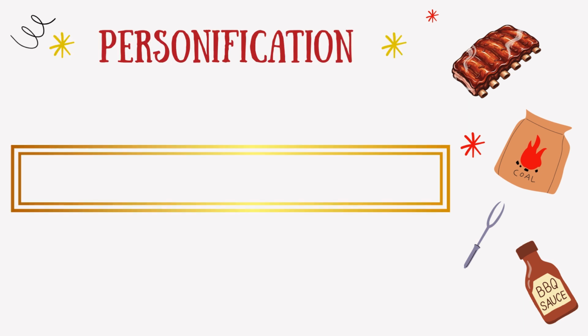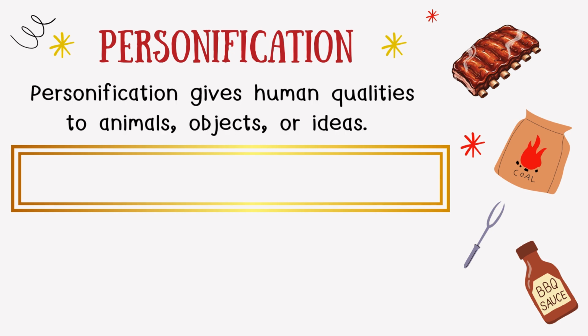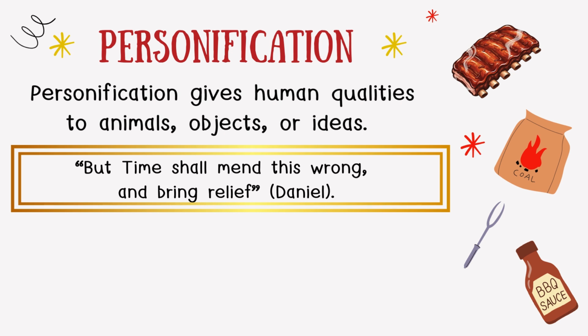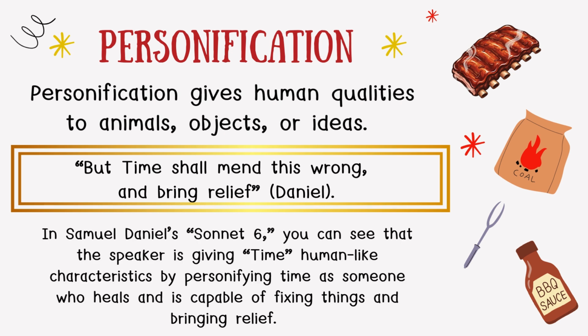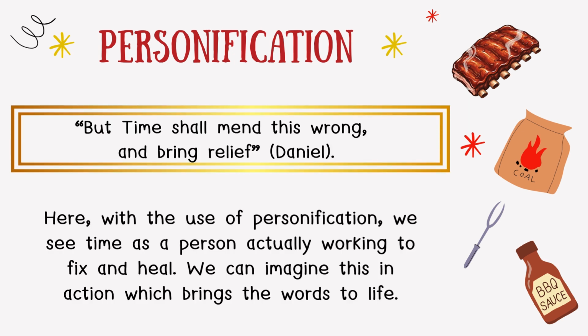Now, personification. Personification gives human qualities to animals, objects, or ideas. In this sonnet, the line reads, "But time shall mend this wrong and bring relief." In Samuel Daniel's Sonnet 6, you can see that the speaker is giving time human-like characteristics by personifying time as someone who heals and is capable of fixing things and bringing relief. Here, with the use of personification, we see time as a person actually working to fix and heal. We can imagine this in action, which brings the words to life.